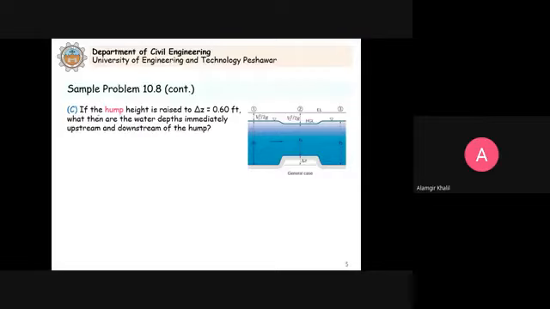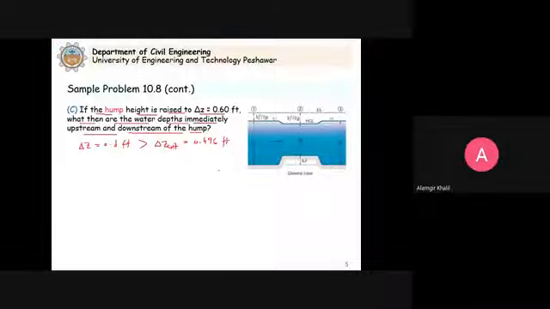In part C of the question, it says that if the hump height is raised to delta z equal to 0.60 feet, what then are the water depths immediately upstream and downstream of the hump? So now in part C, delta z is 0.6. We already calculated the critical hump height. This 0.6 feet is already greater than the critical hump height as we calculated in the previous case. What is the critical hump height? Delta z critical is equal to 0.495 or 6. Clear?